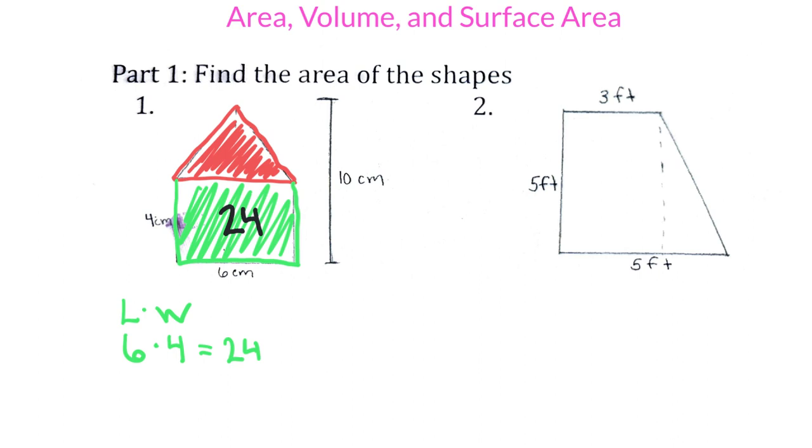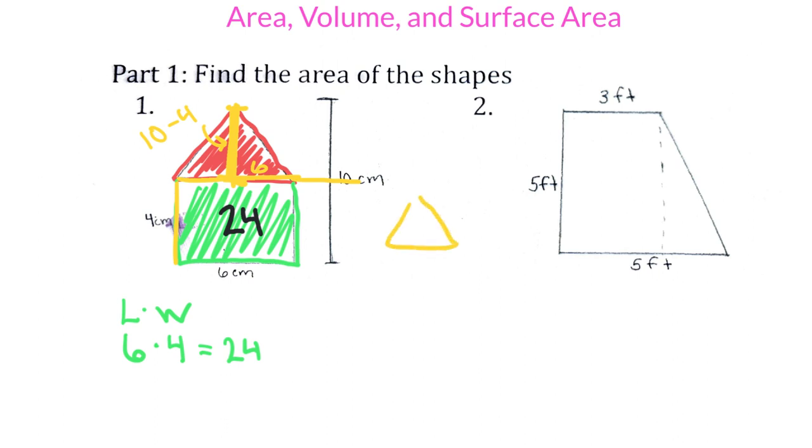So what we need to find with this triangle is how high it actually is. What is the height? Because we already know the base of my triangle is 6. We know that the height of the house from bottom to top is 10, and the height of my rectangle was 4. So that means 10 minus the 4 is going to be the height of our triangle.